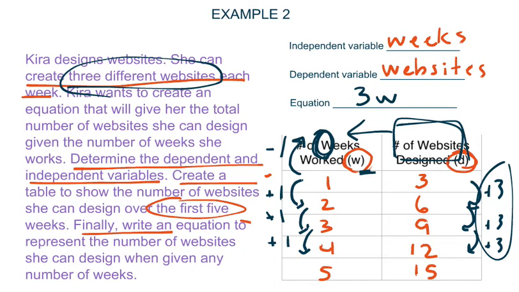All right, let's see. If I'm going this way and adding 3, to go this way I would subtract 3. So 3 minus 3 is 0. Whew, I remembered. I'm so proud of myself. Woohoo! Okay, so when we add 0, we could just leave it as 3W. So the equation is 3W, because it's an equation, we have to have an equal sign, equals the D for the designed websites. It's a bit tricky.